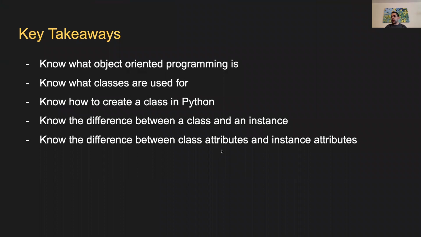What else? Class attributes and instance attributes. Also know the difference between a class and an instance. Again, this is very important for you to understand at this point, because once you get into coding, it can get confusing, like, why am I creating an instance? What is an instance? What's a class level attribute? What's an instance level attribute? So an instance is a manifestation or a creation from a blueprint.